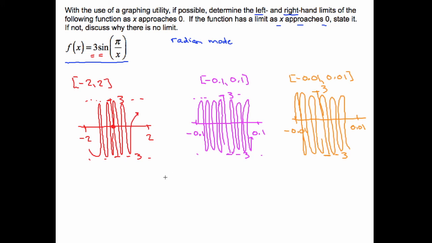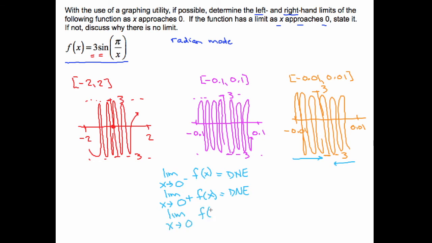So let's go ahead and answer our question. What is the limit as x approaches 0 from the left of this function? Well, that would be does not exist. And what would be the limit as x approaches 0 from the right of this function? Again, that would be does not exist. And our two-sided limit as x approaches 0 for this function as well does not exist.